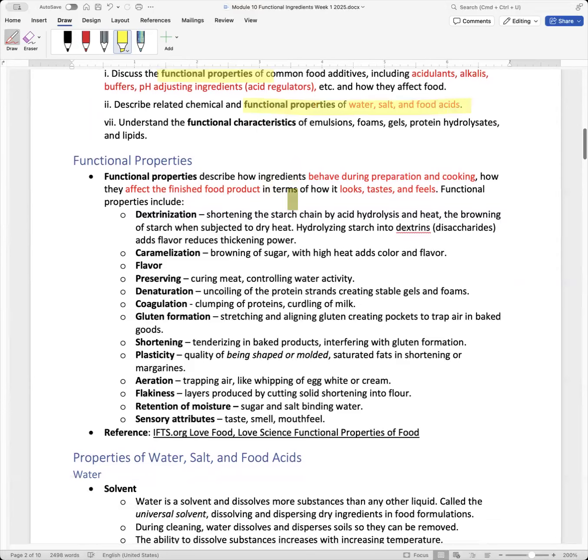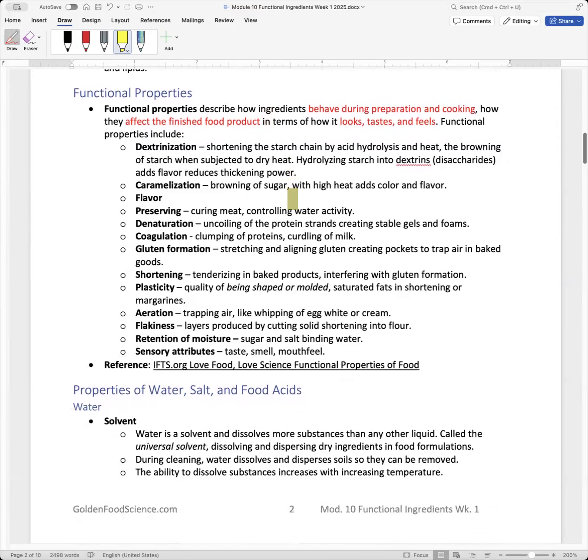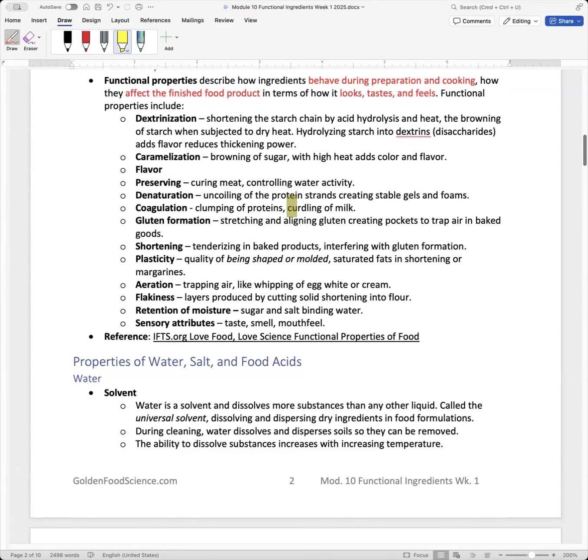We already did emulsions. So as we've talked about many times before, functional properties. This is a list of the functional properties that food additives can give to food. So I think I won't go through that list unless there's one you have a question about.